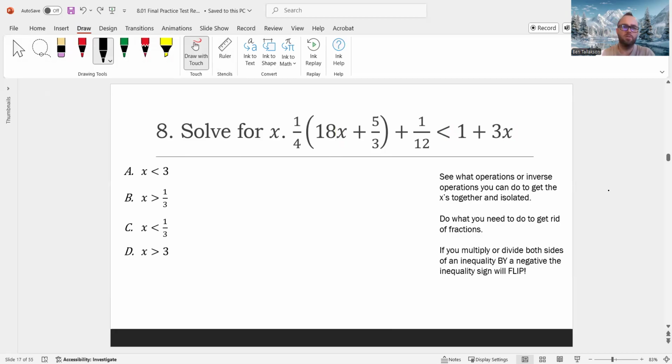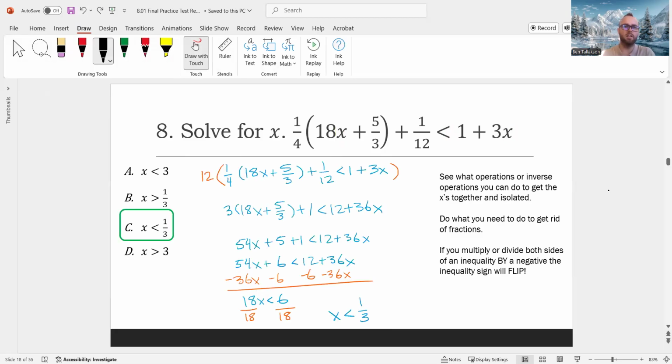Let's see how you did. The answer is C. Okay? Now, you could have picked different numbers to multiply everything by, but 12 is a good choice because it's going to get rid of most of these fractions, just not the 5/3, because that's in parentheses.